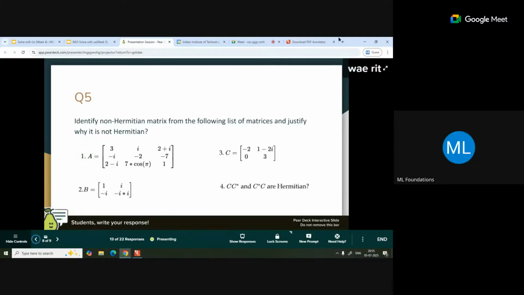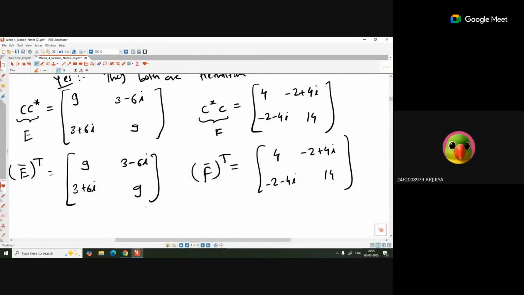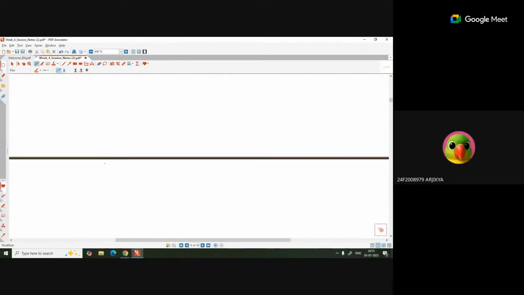Yeah, it is there, but we cannot generalize it for other matrices, right? C is not Hermitian, but if you multiply it with any other matrix... So let us try for, let's say, B. Is B visible?